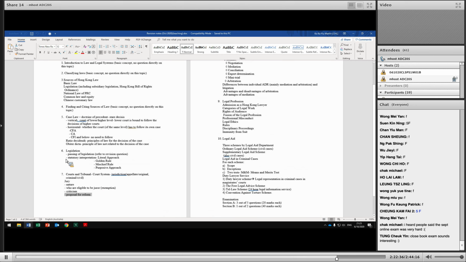Also, for statutory interpretation, you have to cite cases. It may be the only question in the legal system where you have to cite cases. Some students are very afraid of citing cases. That is a must. It's a must for legal study. If you don't want to cite cases, usually you cannot perform well in the examination.